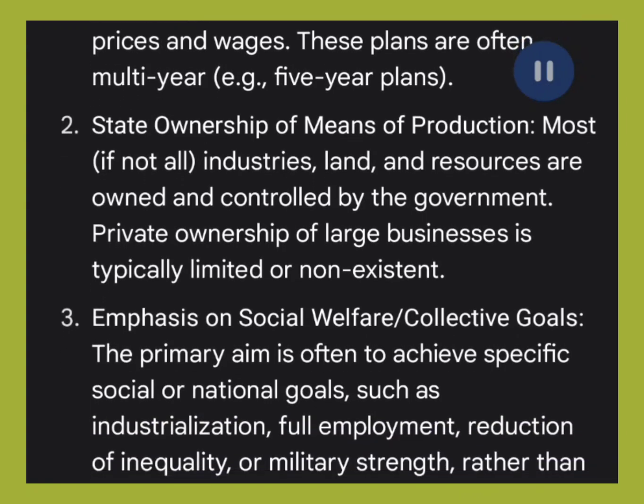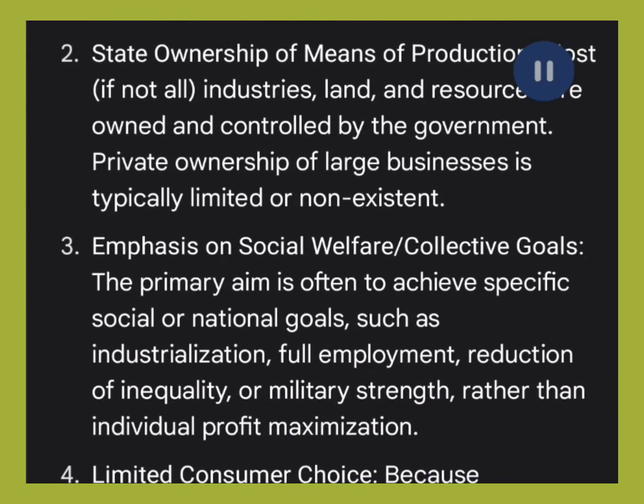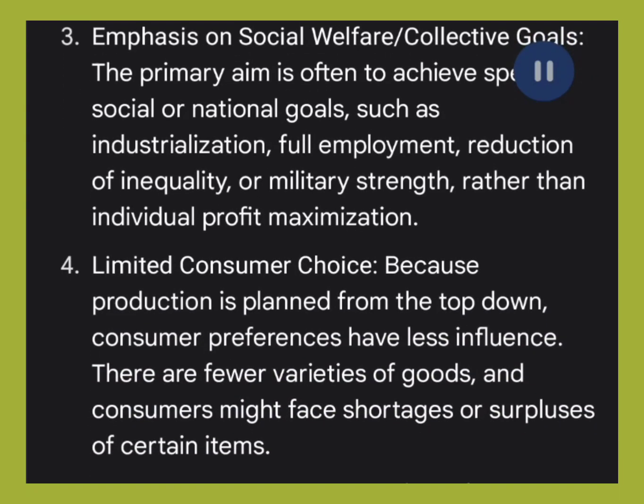2. State ownership of means of production. Most, if not all, industries, land and resources are owned and controlled by the government. Private ownership of large businesses is typically limited or non-existent. 3. Emphasis on social welfare and collective goals. The primary aim is often to achieve specific social or national goals, such as industrialization, full employment, reduction of inequality, or military strength, rather than individual profit maximization.